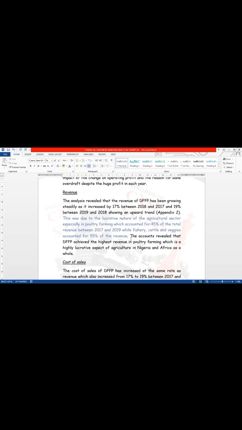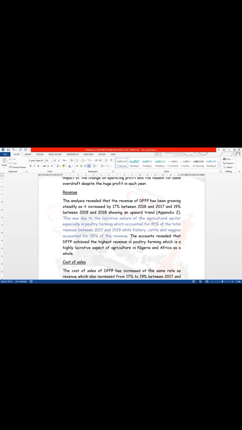And apart from that, I also looked at the revenue of the company. I said, oh wow, poultry farming is really doing well. Poultry farming is adding a lot to the revenue. Even cattle farming was also doing well, but poultry was actually doing very well. So do you understand? You can just tell us a reason. Don't just tell us why.